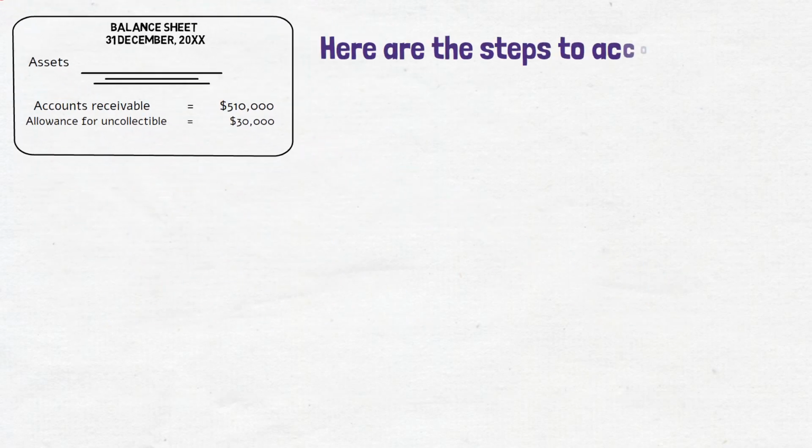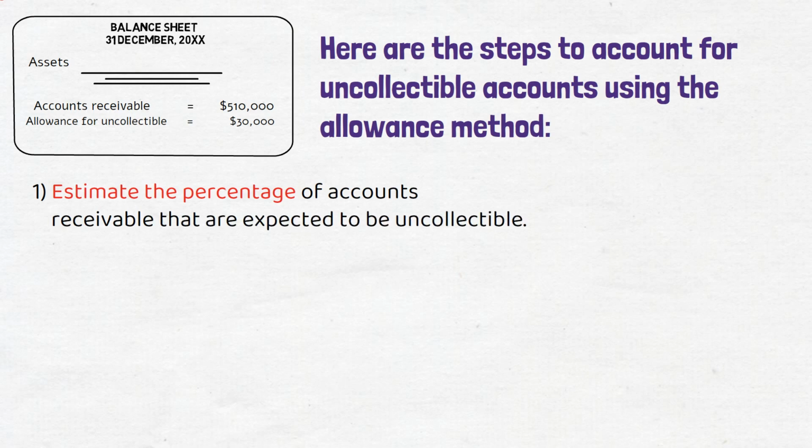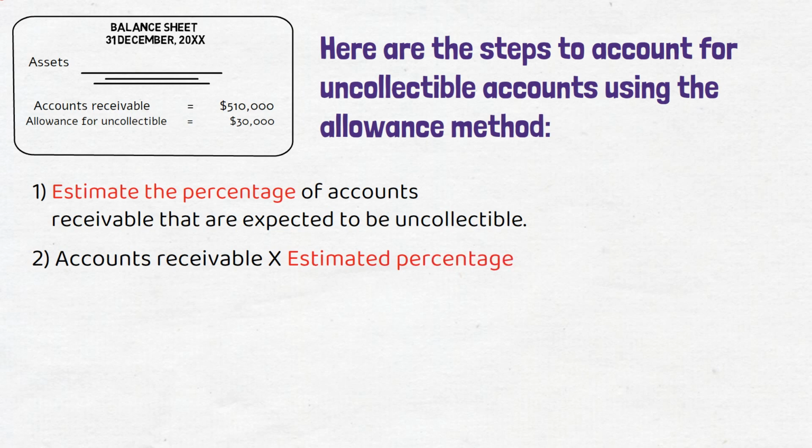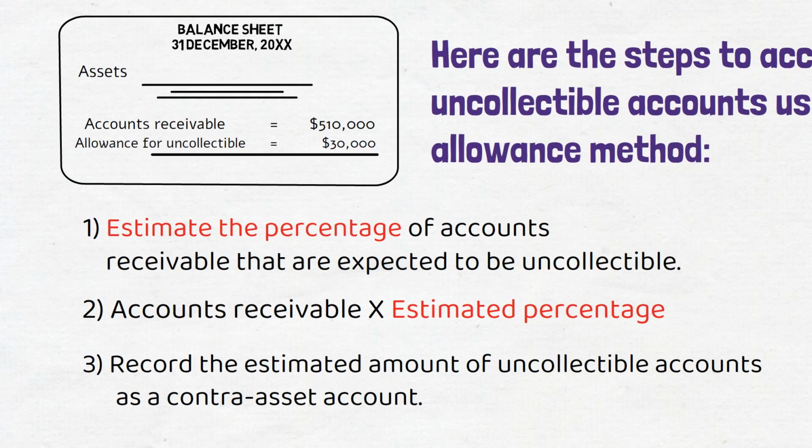Here are the steps to account for uncollectible accounts using the allowance method. 1. Estimate the percentage of accounts receivable that are expected to be uncollectible. This can be based on experience, industry standards, or other factors. 2. Calculate the estimated amount of uncollectible accounts by multiplying the estimated percentage by the total accounts receivable balance. 3. Record the estimated amount of uncollectible accounts as a contra-asset account called the allowance for doubtful accounts. This account is subtracted from accounts receivable on the balance sheet.